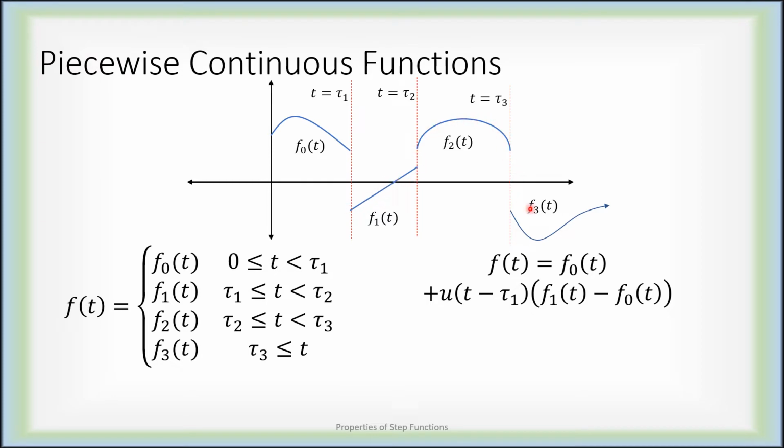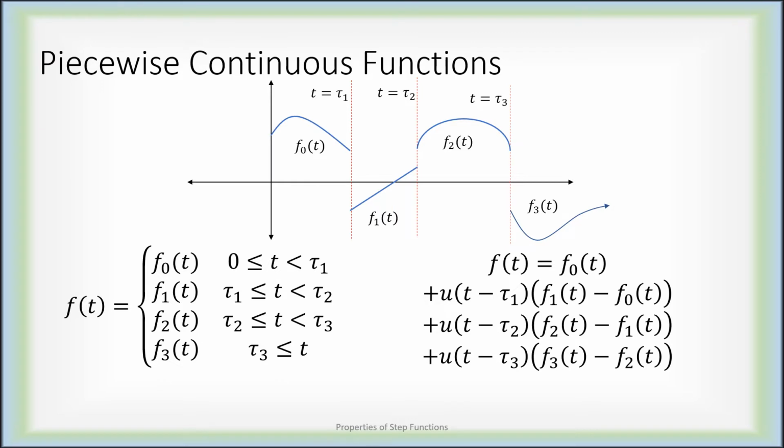But now we need to account for what happens from then on. So we could do this. To the left of tau 2, this term is doing nothing anyway. To the right of tau 2, it simply cancels the f1 that we had and introduces f2. And then to the right of tau 3, we can cancel the f2 and introduce f3. This is our general framework for representing a piecewise continuous function in terms of step functions.